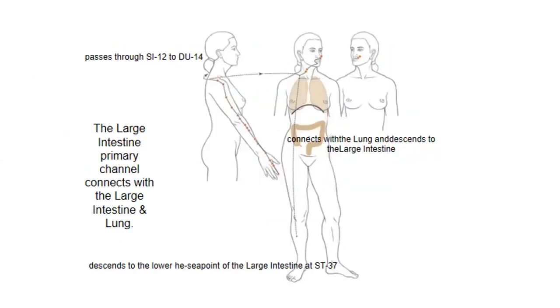Here, the illustration: it passes through SI12 to 14, connects with the lung and descends to the large intestine. So this is the large intestine primary channel, which connects with the large intestine and lung.